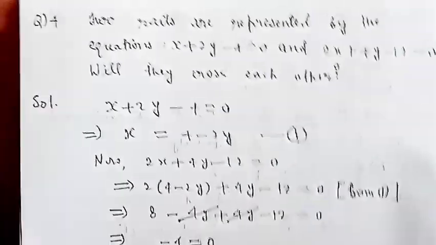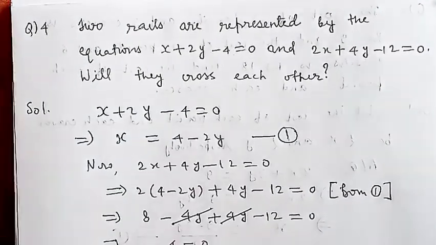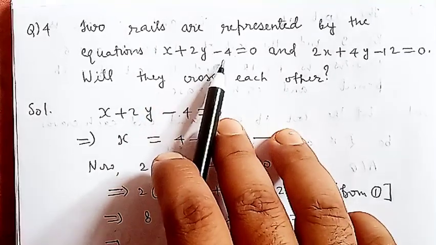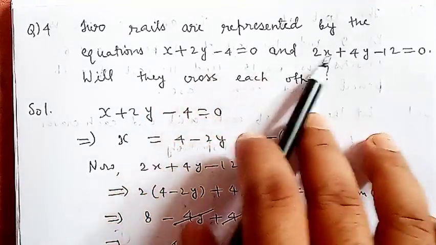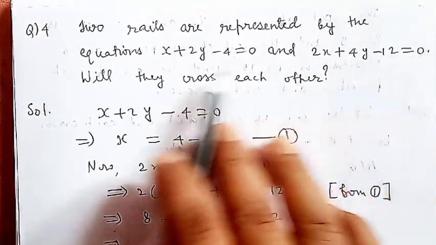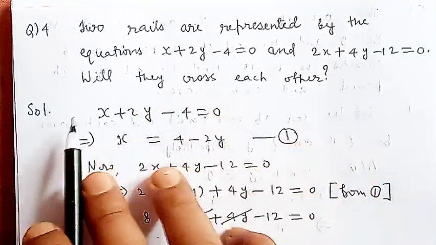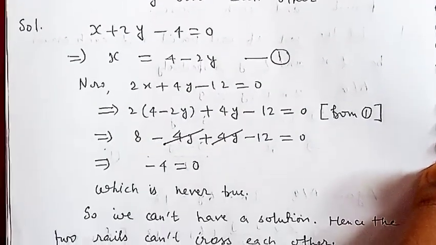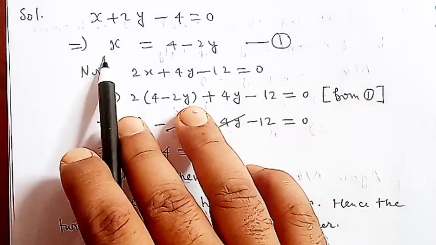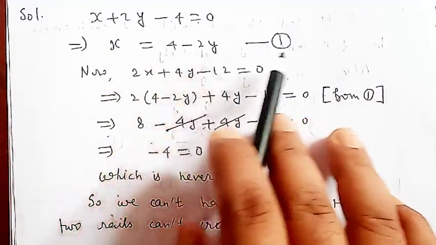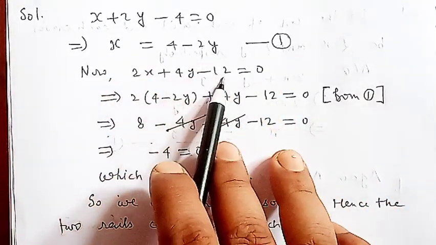Two rails are represented by the equations x plus 2y minus 4 is equal to 0 and 2x plus 4y minus 12 is equal to 0. Will they cross each other? Solution: x plus 2y minus 4 is equal to 0. From here, x is equal to 4 minus 2y. This is equation 1.